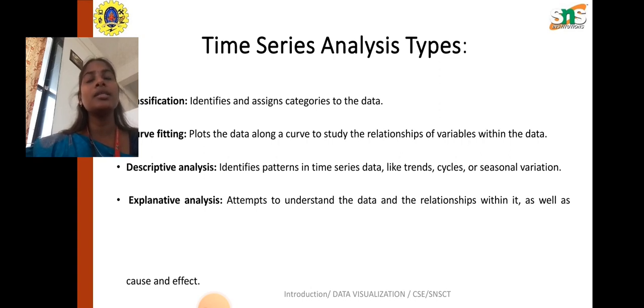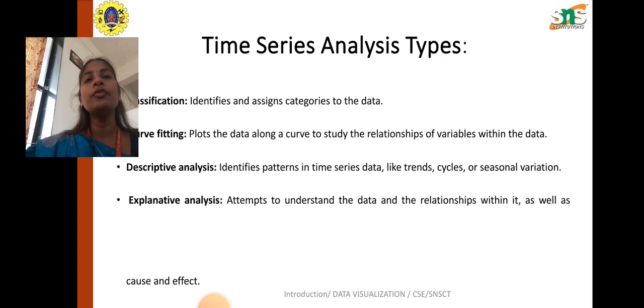Flow data is nothing but live streaming data. For example, a cricket match score is a best example for live streaming data, which is called flow data. So we first have to analyze whether the data is stock data or flow data. That first one is called classification.